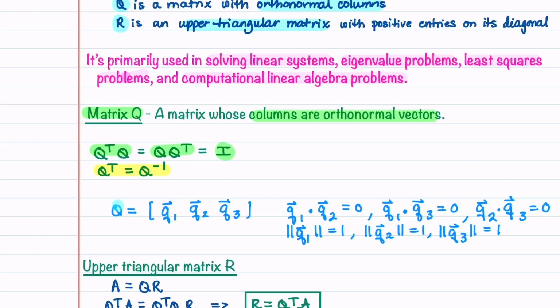I've written down an example of a matrix Q that contains three vectors, Q1, Q2, and Q3, and because the vectors Q are orthonormal, all their dot products are equal to 0, and their magnitudes are equal to 1.